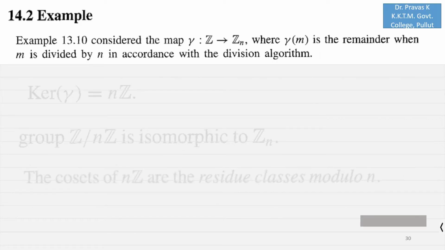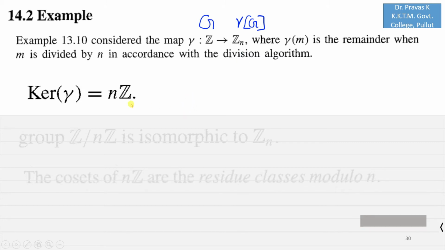We can now consider an example. So here gamma is a map from Z to Zn where gamma of m is the remainder obtained when m is divided by n. So if I denote Z with G, then we can have Zn to be gamma[G] since this map is onto. Now we can see that the identity element in Zn is 0. So the collection of all elements in Z which are mapped to 0 is the multiples of n in Z. So you have kernel of gamma equal to nZ.